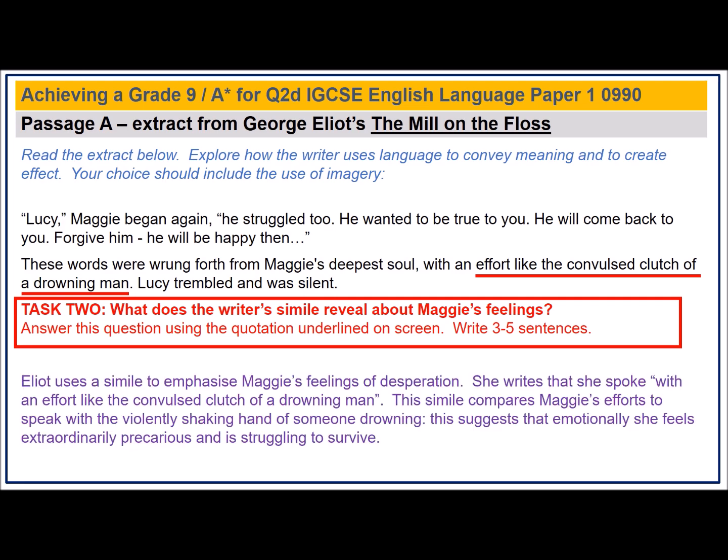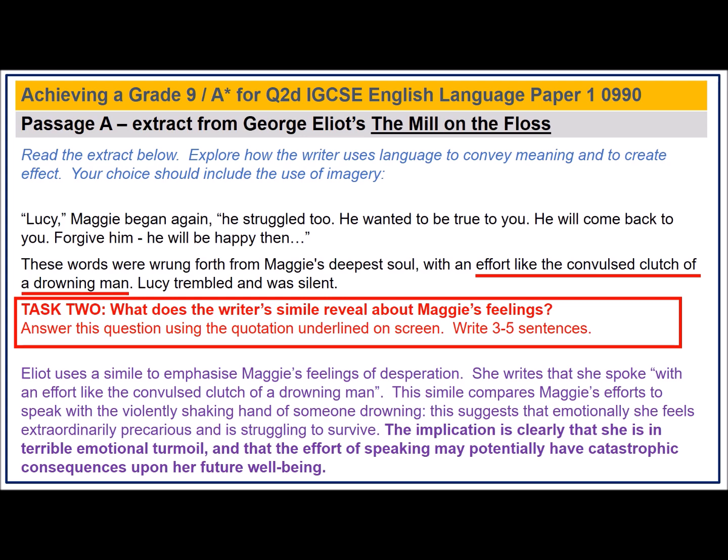Here's my response. Eliot uses a simile to emphasise Maggie's feelings of desperation. She writes that she spoke with an effort like the convulsed clutch of a drowning man. This simile compares Maggie's efforts to speak with the violently shaking hand of someone drowning. This suggests that emotionally she feels extraordinarily precarious and almost struggling to survive. But in order to get a grade 9 for this question, one single sentence analysing language can often be insufficient. How could this response be developed?